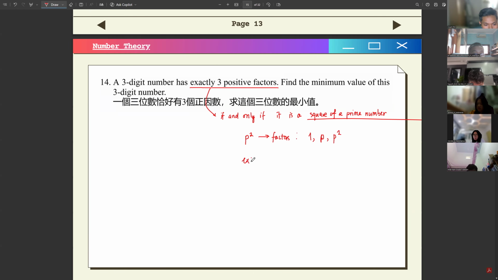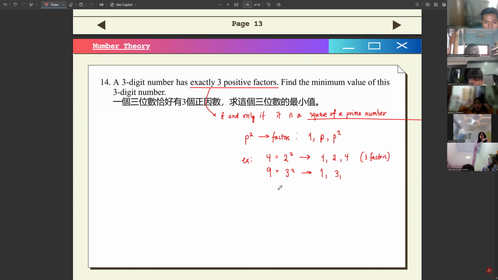So let's do some examples. Let's say we have 4. This is a square of a prime number, right? Because this is 2 squared. Its factors are just 1, 2, and 4. So we have 3 factors. What else? We have 9 because that's 3 squared. The factors are just 1, 3, and 9. What's the next prime? 5, right? So that's 25. The factors are 1, 5, and 25. If you go further, we have 7 squared, which is 49. The factors are 1, 7, and 49. Of course, there are only 3 factors for all of these.